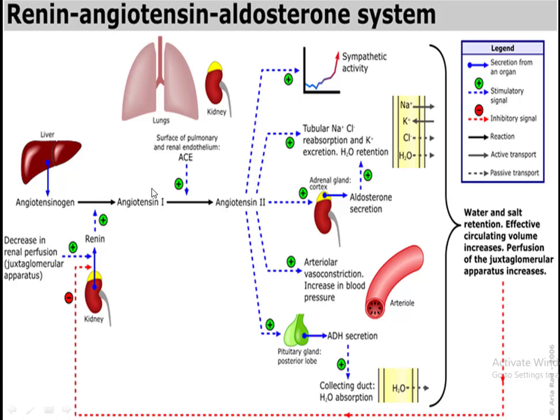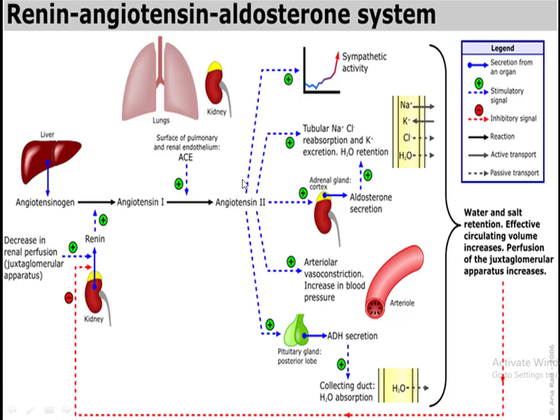This is another picture. Also, this is the kidney converting angiotensinogen from the liver to angiotensin 1. Angiotensin 1 is an inactive substance, converted by the special enzyme called angiotensin converting enzyme. This is the enzyme converting angiotensin 1 to angiotensin 2. Angiotensin 2 is an active substance.